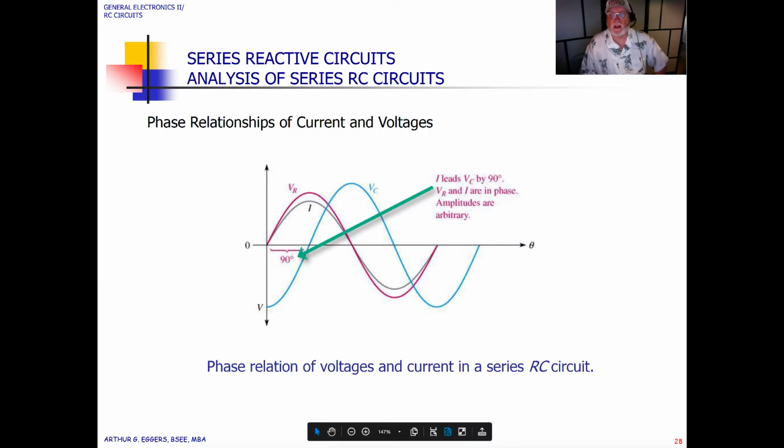If we look at this sinusoidally, it becomes more apparent. So the phase relationships of current and voltages: the current leads the voltage across the capacitor by 90 degrees. Here we can see the current, the gray line, and the capacitor voltage, and you can see we have 90 degrees of shift that occurs. The amplitudes in this case are arbitrary.